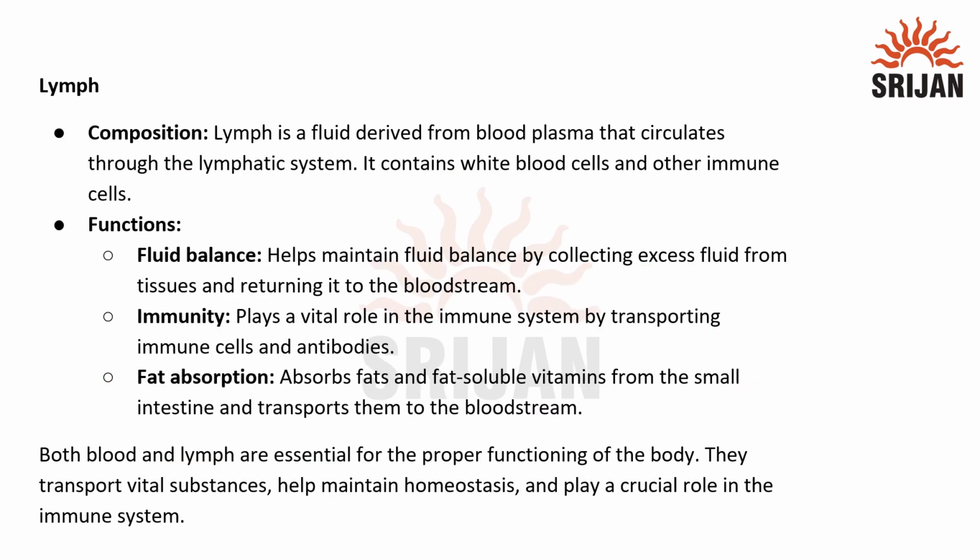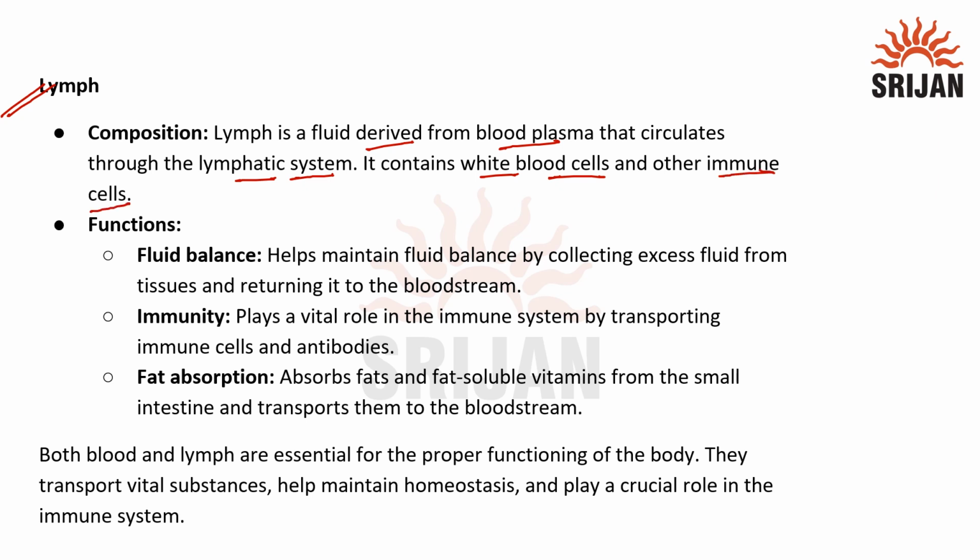Let's talk about another fluid connective tissue, which is lymph. When we talk about the lymph, it is the fluid connective tissue which has a composition similar to that of blood, since it is derived from the blood, and it is going to circulate through a system called the lymphatic system. It will flow through the lymph vessels, and it contains white blood cells. Apart from white blood cells, it will contain many immune cells.